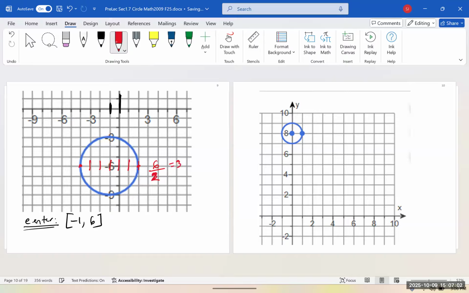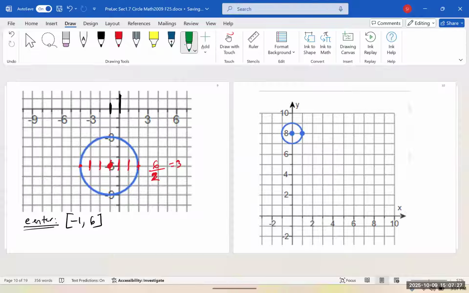So from one side, you have to go 3 units. Here, 1 unit, 2 unit, 3 units, so you stop here. Or from the right side, you go 1 unit, 2 unit, 3 unit, and stop. So your center is exactly in the middle of your diameter. Diameter is 6, so your center will be 3 units from the circumference.